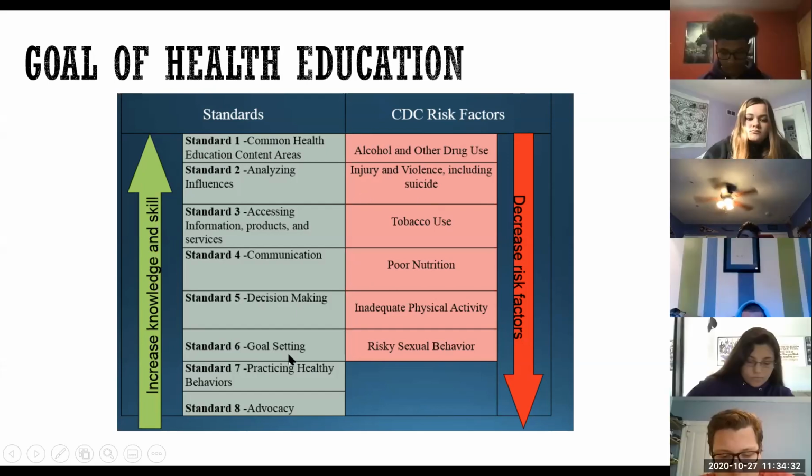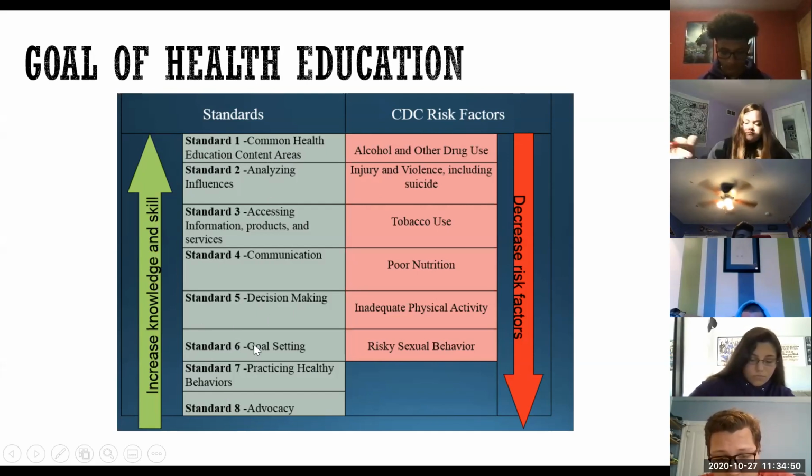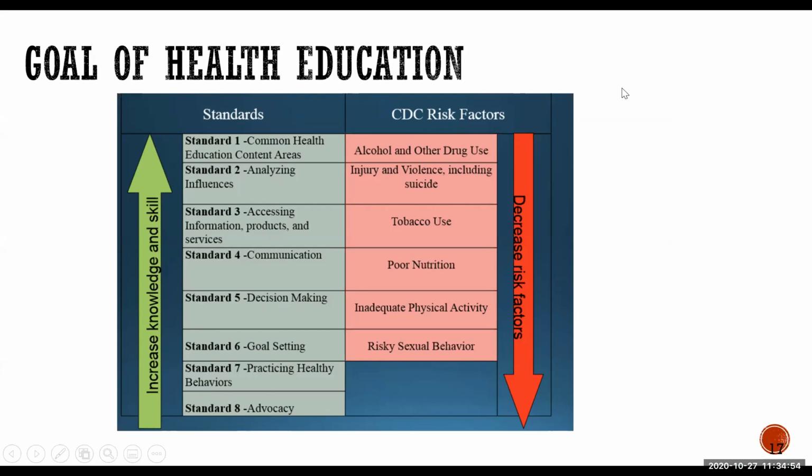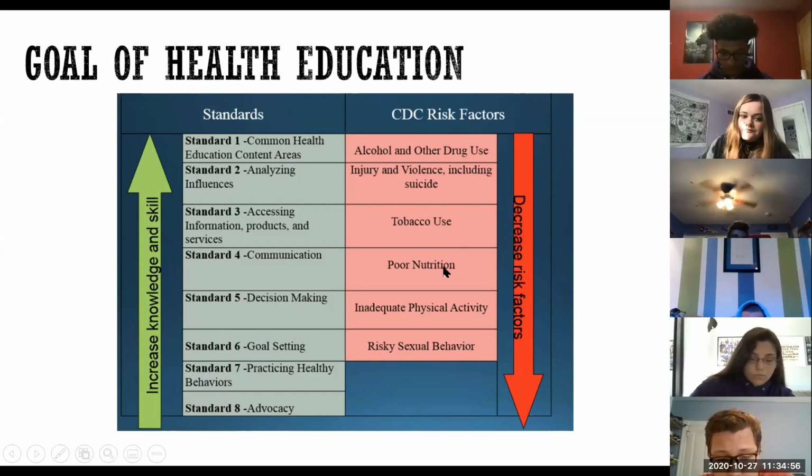So this is just a diagram to help you understand that as you become more knowledgeable and more skills-based with your standards, you will then reduce your risk factors, okay? So do you see how on the left-hand side, if we increase our knowledge and our skills relating to our standards, we're actually helping our students to reduce those risk factors? Does that make sense?